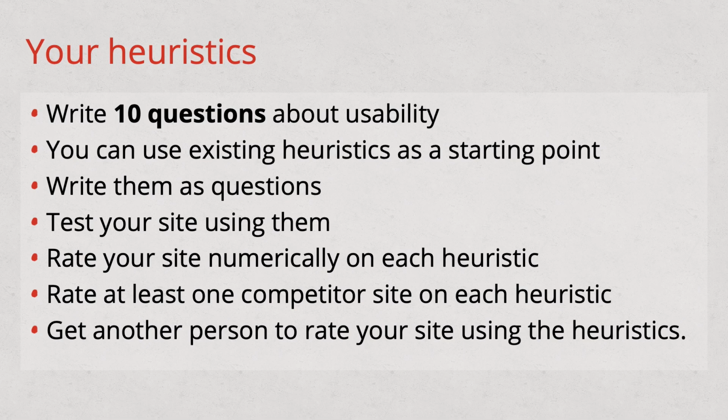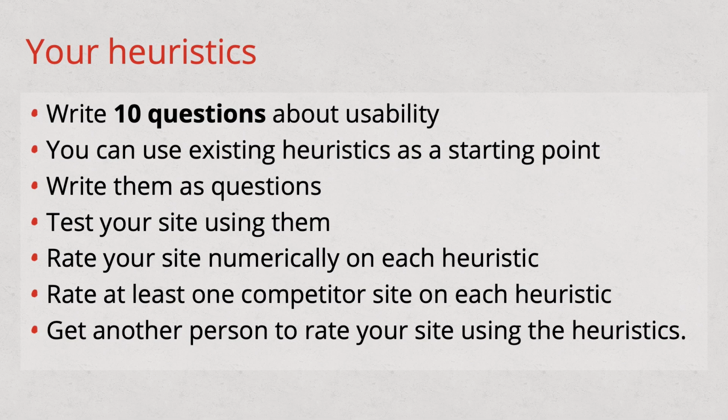Now, you need to write 10 heuristics for your next assessment. They are 10 questions about usability. There has to be 10 of them or you lose marks. You can use existing heuristics as a starting point. So read them to understand exactly what each of them is testing. They need to evaluate your site on key elements of usability.